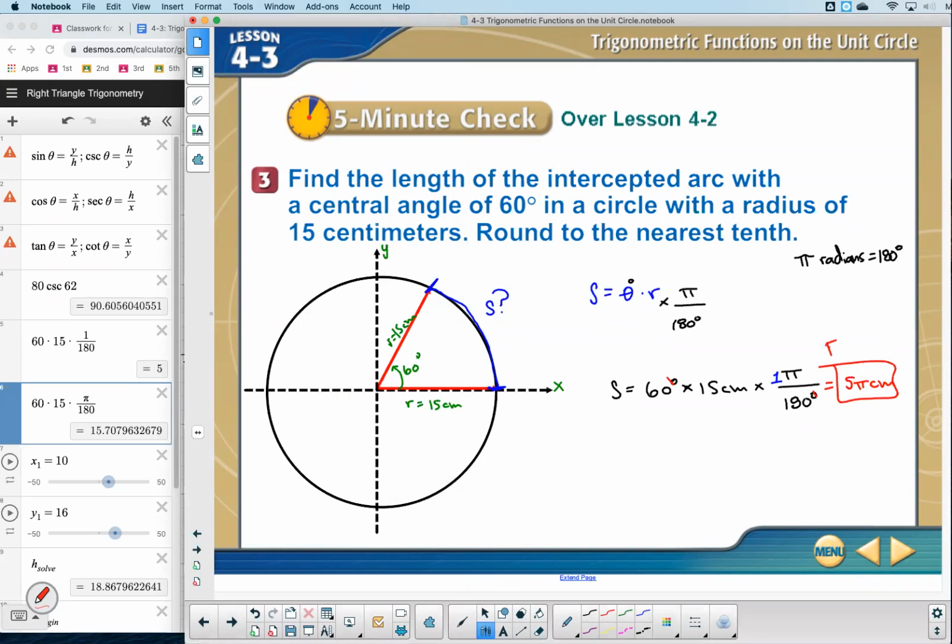That's the exact answer. Now, if you want to round, that's when you put the pi in the calculator. And so the rounded answer is that S is, and it says round to the nearest tenth, that's 1 decimal place, it'll be 15.7. 15.7 centimeters. That's the rounded answer right there. So there's your bell ringer, and that's going to walk us into lesson 4.3, trigonometric functions on the unit circle.